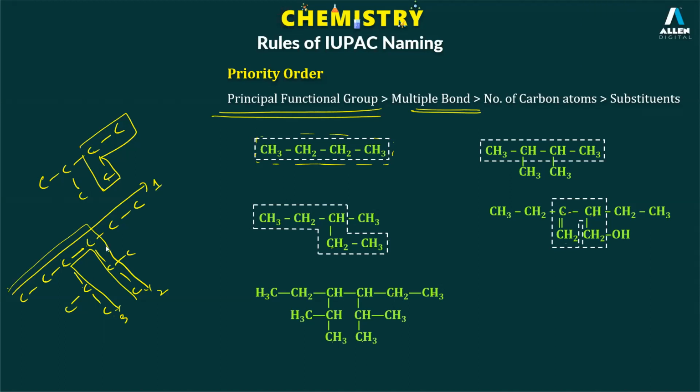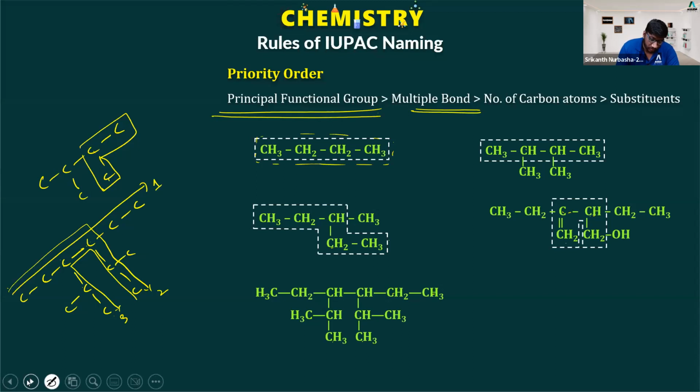Third, sir. What is the difference you are seeing here, students? Maximum number of substituents. Greater substituents. So maximum number of substituents. Based on that, you can easily say the third one is going to be the right parent carbon chain.